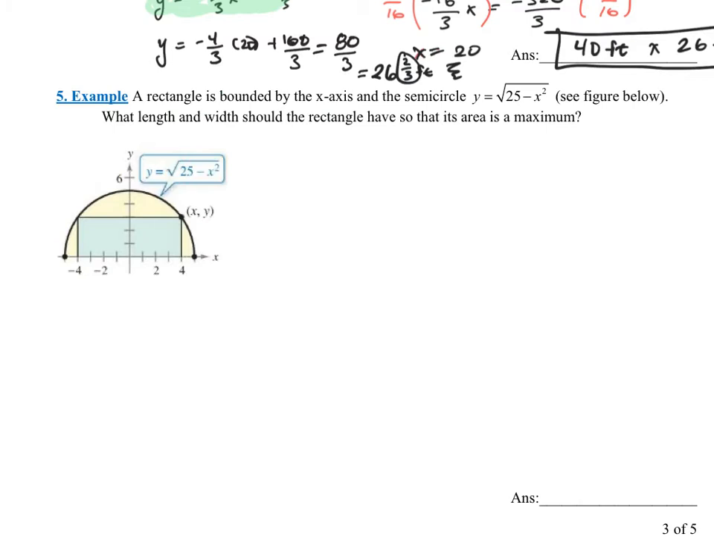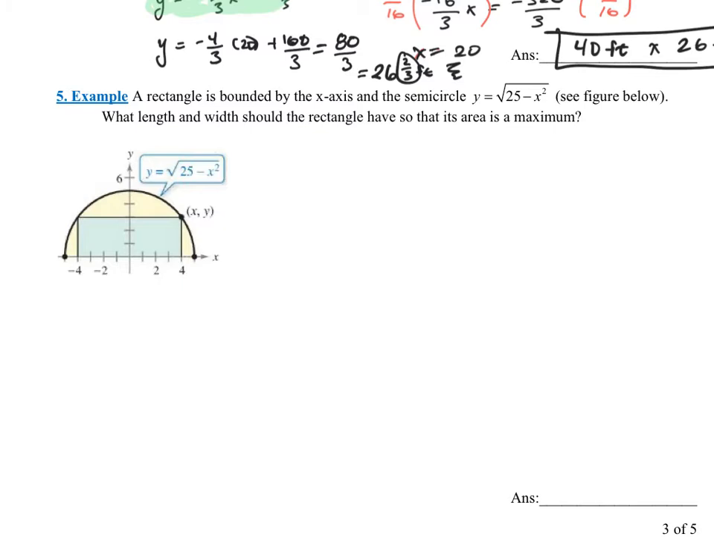Right, on this next problem, let's take a look. It says a rectangle is bounded by the x-axis and the semicircle y equals the square root of 25 minus x squared. See the figure below. What length and width should the rectangle have so that we maximize its area? So that rectangle is inscribed inside of that semicircle.